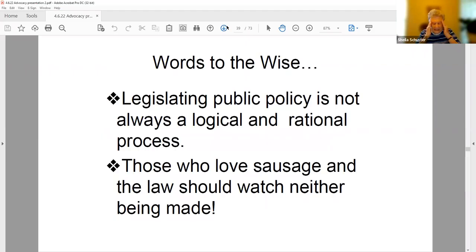So I remind myself this every time I drive to Frankfort during the session, that it's not always a logical and rational process. It's the cognitive psychologist in me, I keep wanting to make sure that I understand everything that happens. And I don't. I've been going up there for 40 plus years. I'm not sure that anybody really understands everything that happens up there. My other favorite saying is, those who love sausage and the law should watch neither being made. We can have good sausage, we can have good law, but it really depends on what gets into that process.